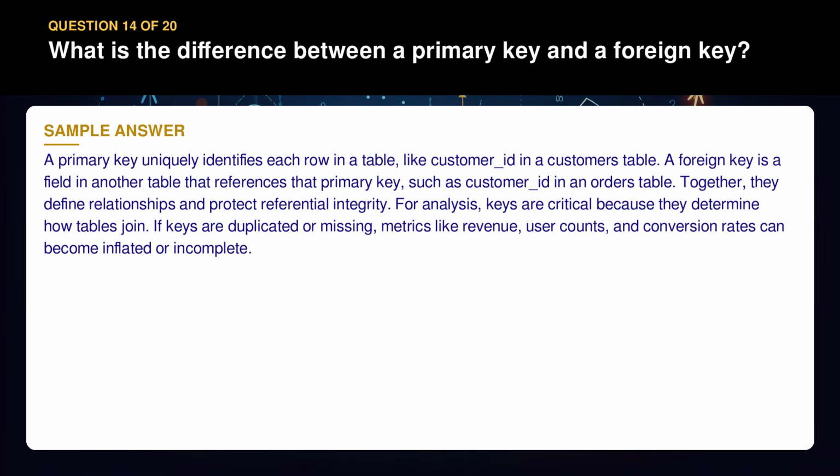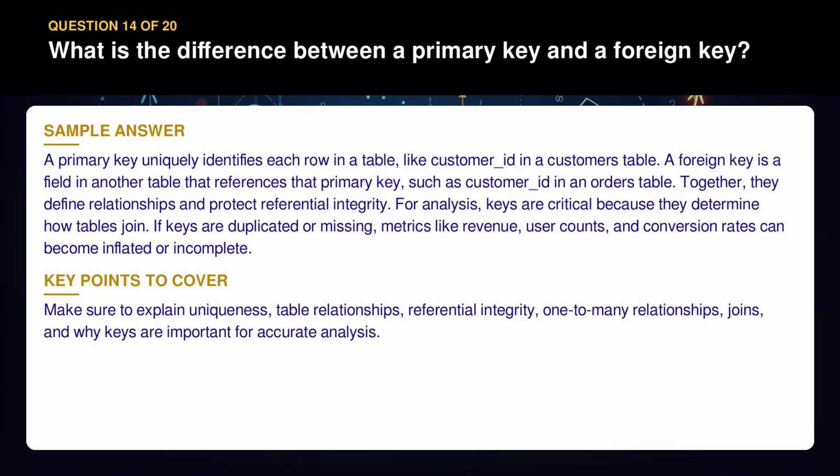A foreign key is a field in another table that references that primary key, such as customer ID in an orders table. Together, they define relationships and protect referential integrity. For analysis, keys are critical because they determine how tables join. If keys are duplicated or missing, metrics like revenue, user counts, and conversion rates can become inflated or incomplete. Make sure to explain uniqueness, table relationships, referential integrity, one-to-many relationships, joins, and why keys are important for accurate analysis.